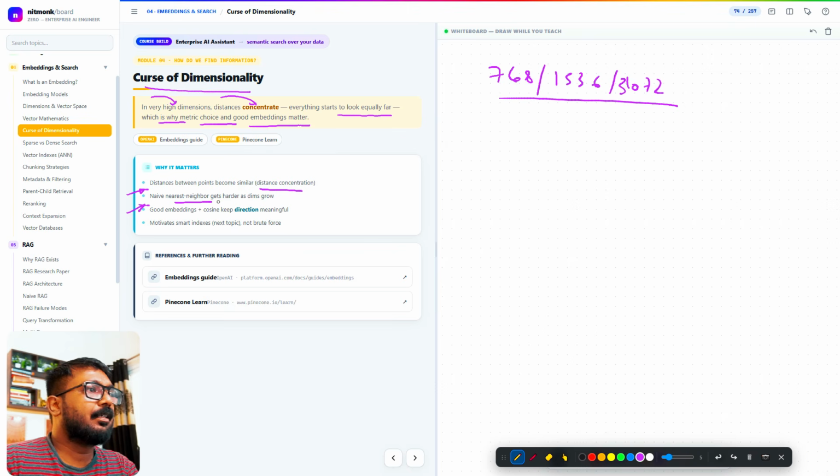Naive nearest neighbor gets harder as dimensions grow. Good embeddings plus cosine keep direction meaningful. This motivates smart indexes, the next topic, not brute force.